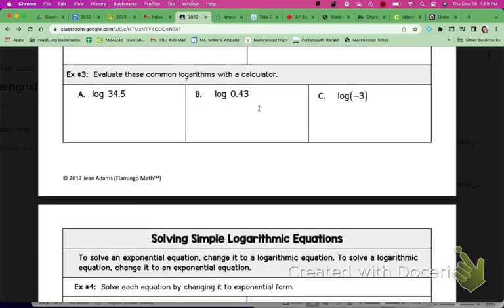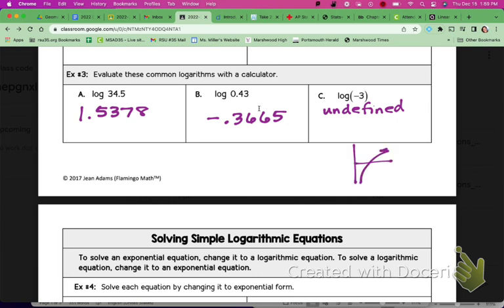All right, so now let's do ones that aren't so nice. Log of 34.5. Type it in. What do we get? Let's go 4 decimal places. 1.5378. Log of 0.43: -0.3665. Log of -3. Uh-oh. Why is it undefined? Because it's negative. What do we know about the domain of our log? Our log cannot pass the y-axis, so it can't be negative. So our domain has to be from what to what? 0 to infinity. It will never equal 0, so keep parentheses around it.